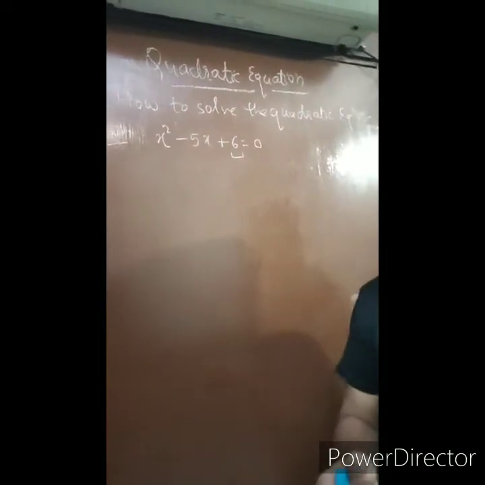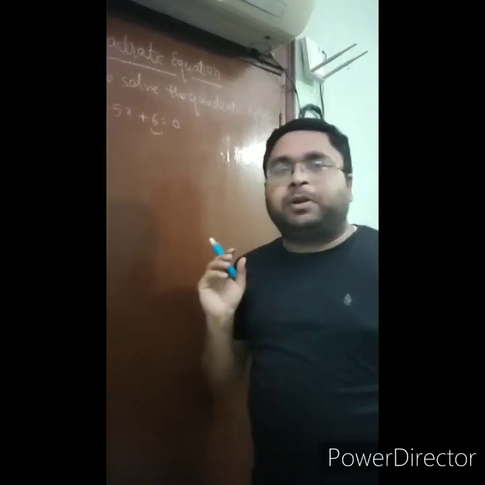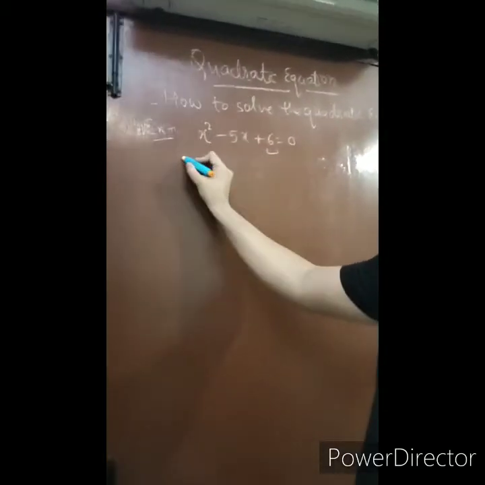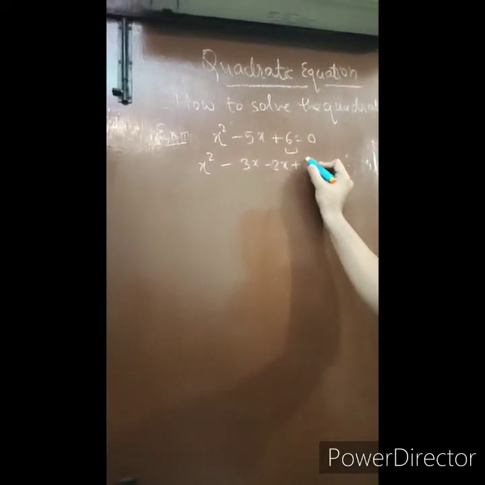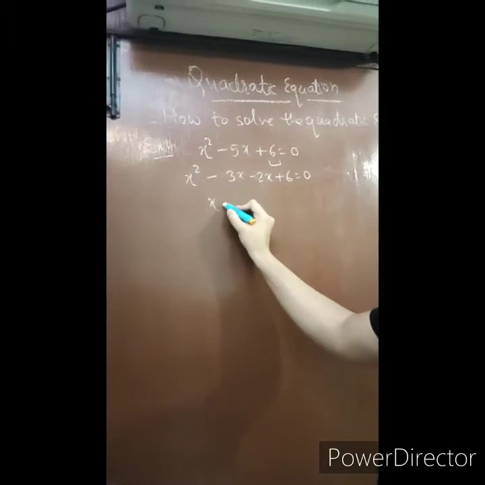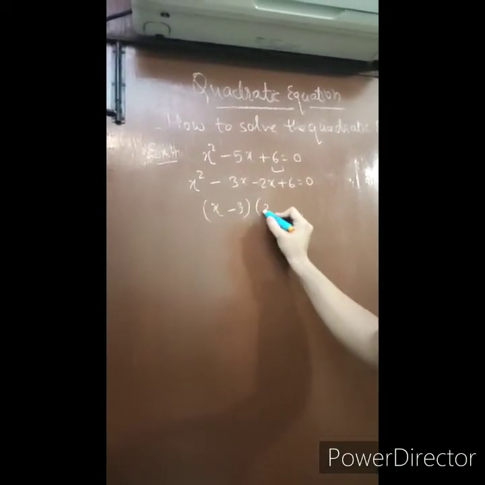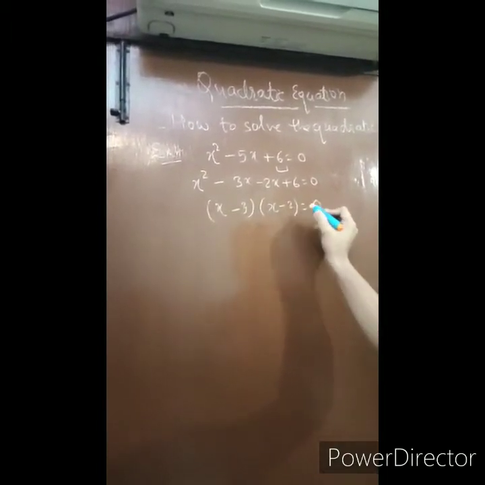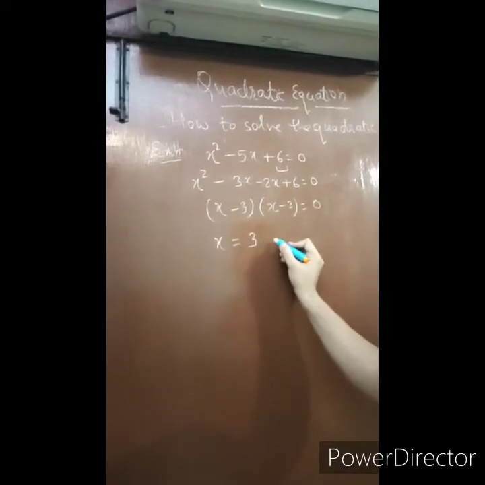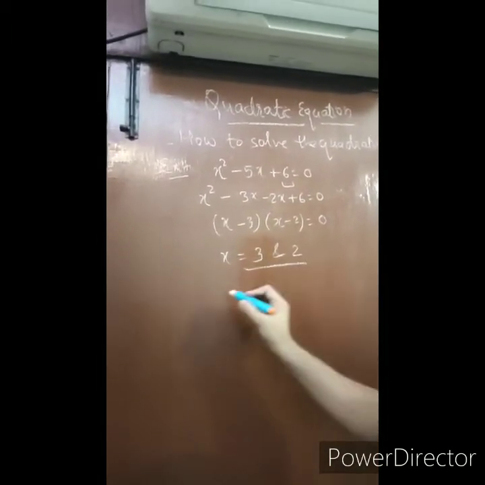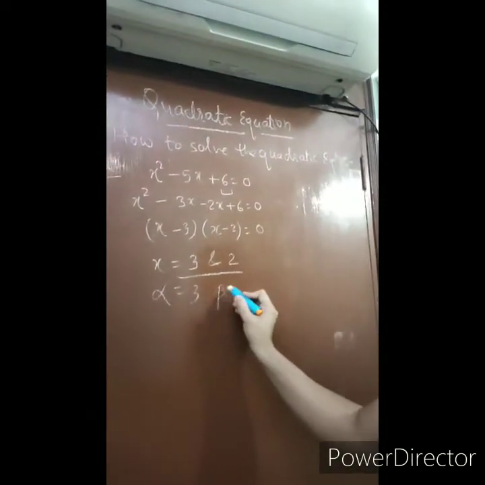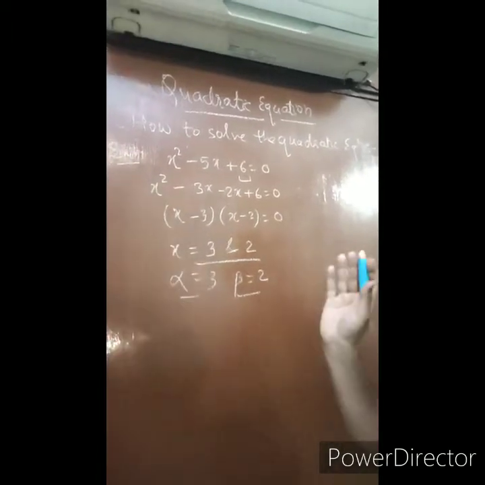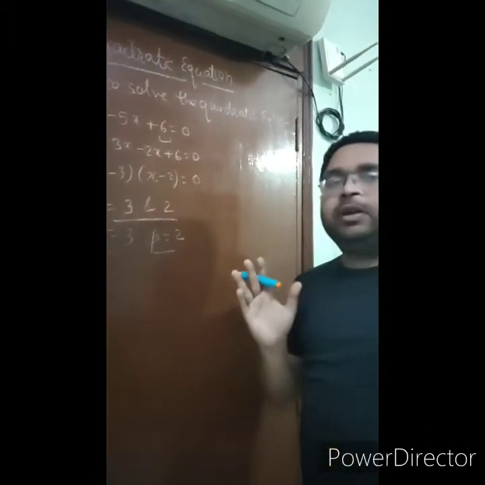You have read the chapter on algebraic identities and learnt that this can be factorized by splitting the middle term. So now split this term. It will be x square minus 3x minus 2x plus 6 equal to 0. (x minus 3)(x minus 2) becomes equal to 0. So the two roots are x equal to 3 and x equal to 2. You can take alpha equal to 3, beta equal to 2. These are the two roots.